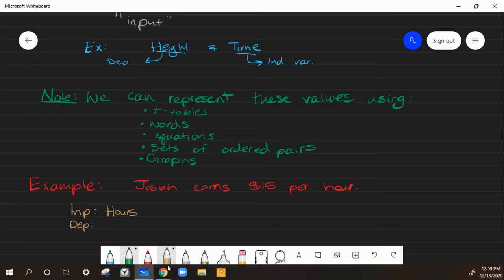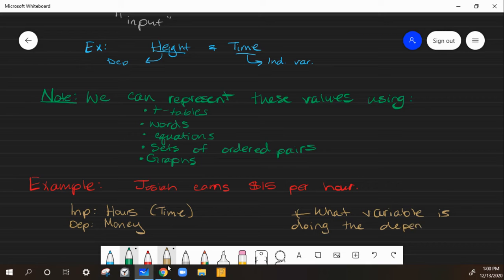Or I shouldn't say what's not changing. It is changing. How many hours he works does change. But in the context of this problem, how much he earns depends on how many hours he works. So dependent is money. And if you ever are struggling trying to figure out which one's the independent and which one's the dependent, ask yourself this question: what variable is doing the depending?